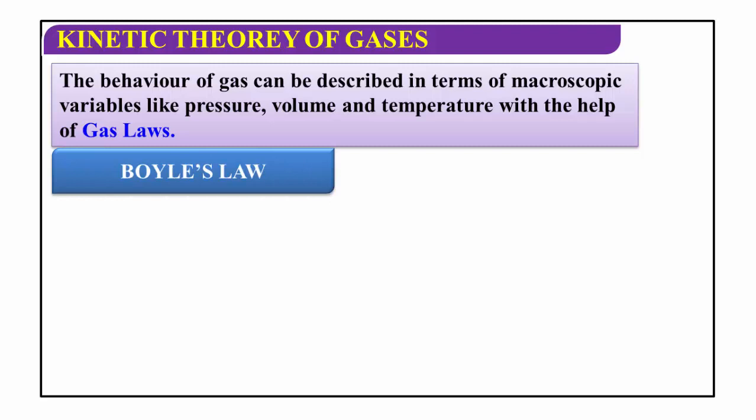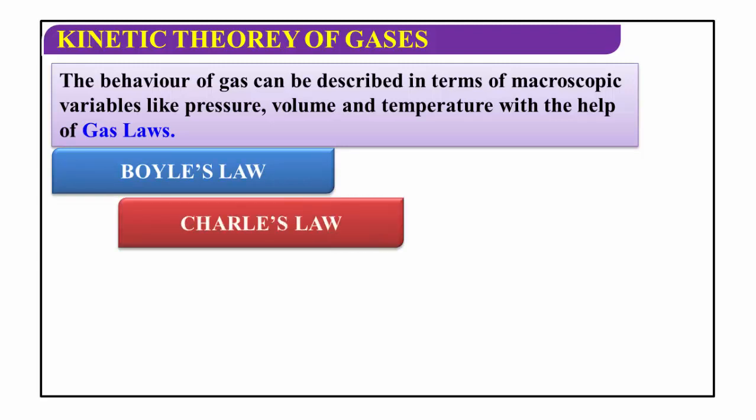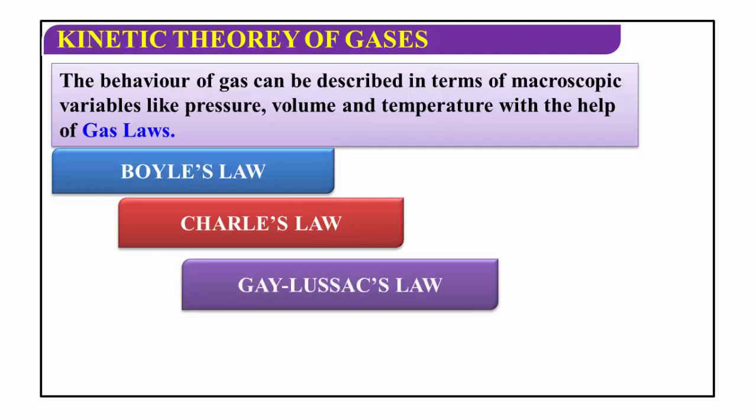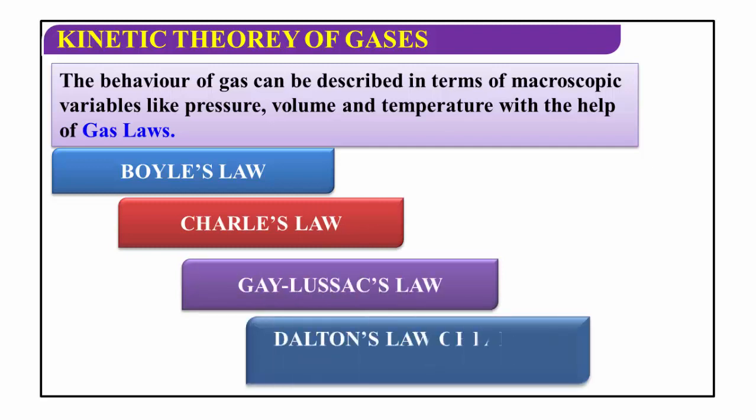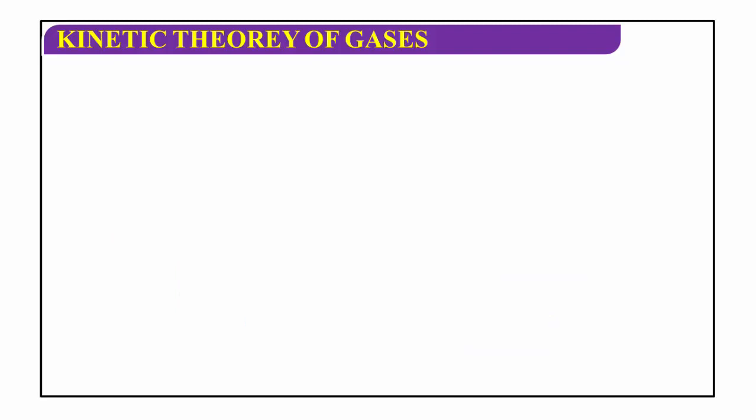The first law is called Boyle's law, the second one is Charles' law, the third one is Gay-Lussac's law, and the fourth one is Dalton's law of partial pressures, or this is also called Avogadro's law. Now we will see one by one.